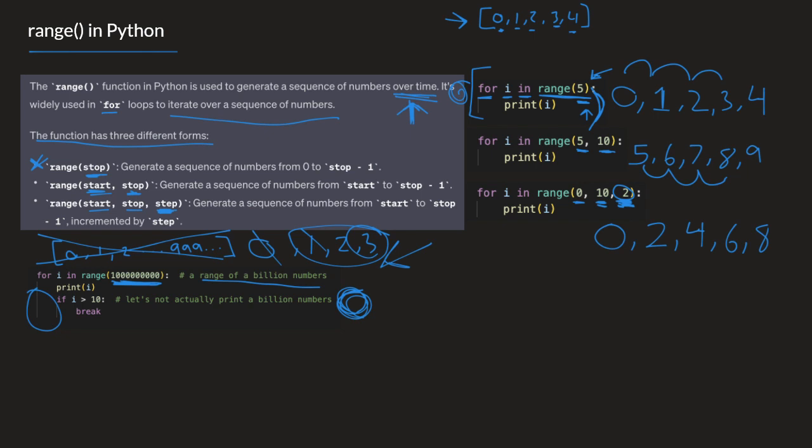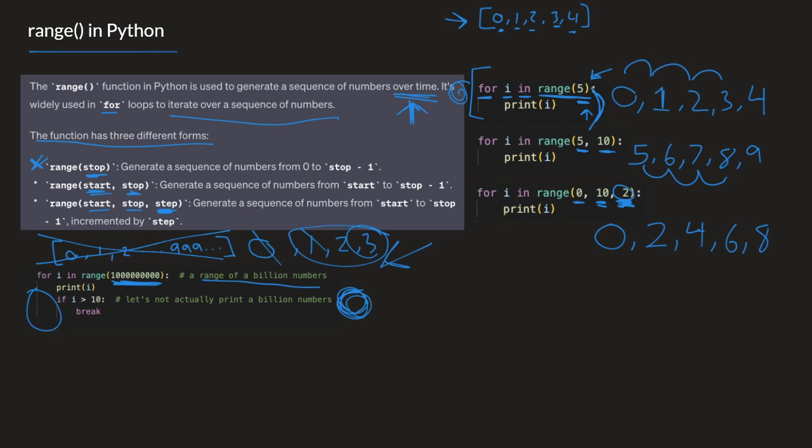So that is range in Python. It's a built-in function that's used to generate a sequence of numbers over time or on the fly, and it's very commonly used in for loops to iterate over a sequence of numbers. So for each iteration of the for loop, range will give us just the number of the sequence at that point. That's the on the fly or the over time part.